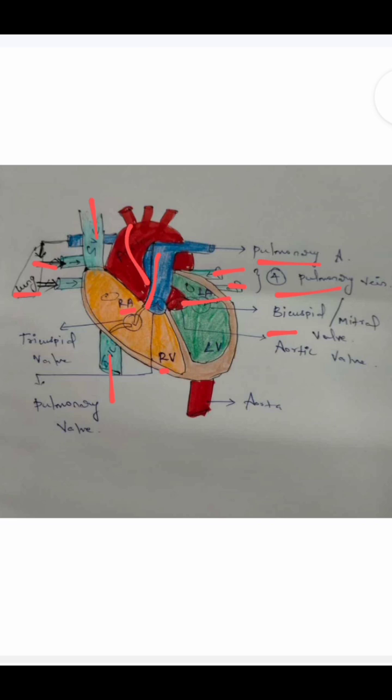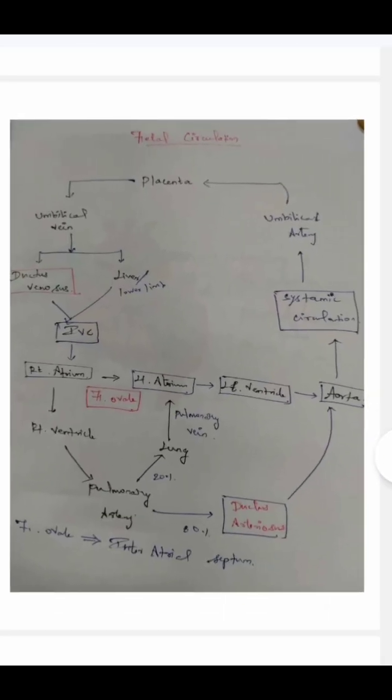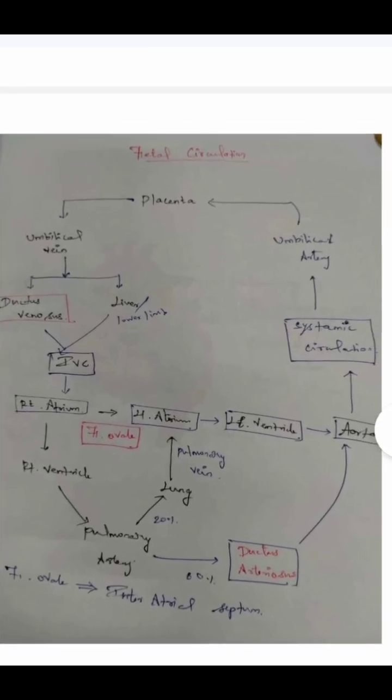If we know the basic anatomy and the circulation of the adult, then only can we understand the fetal circulation. Now I am going to explain the fetal circulation. Here you can clearly see it. In fetal circulation, it's just a simple flow chart. I am going to explain in the picture also. First we have to know the fetal circulation in the flow chart. This is enough to write in your university exam also.